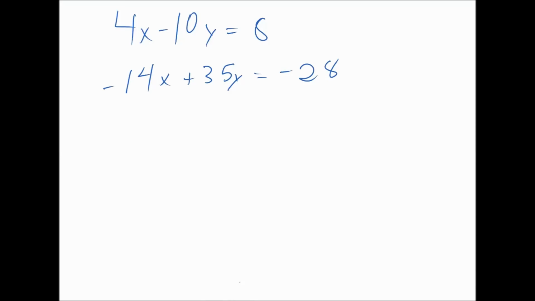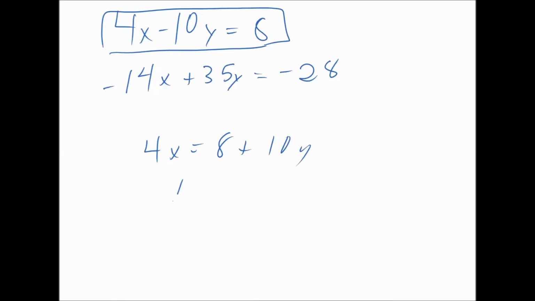Let's say we have 4x minus 10y equals 8, and negative 14x plus 35y equals -28. I had to fix that. So let's use one of those methods, elimination or substitution. I think in this situation, substitution is going to be a little bit easier. I can't think of something that we can multiply by on the top or bottom to make this really easy. Let's just use substitution again. So let's solve this one for x. 4x equals 8 plus 10y. X is equal to 2 plus 10/4, so 5/2 y.